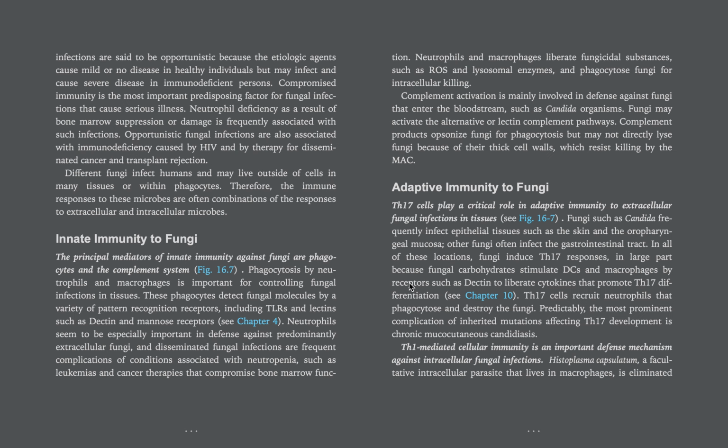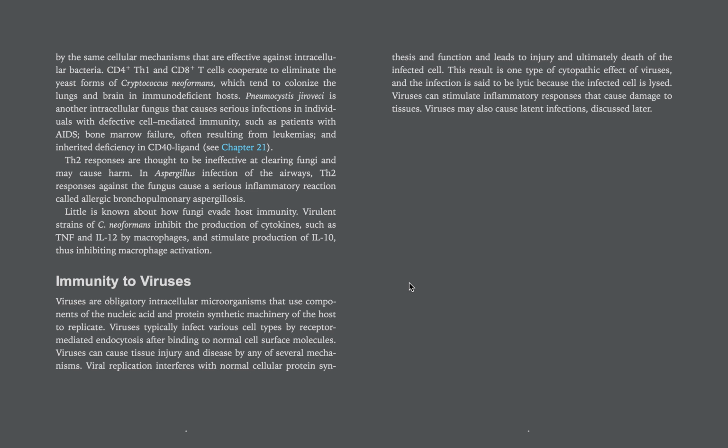The last part we finished up with adaptive immunity to fungi, and now we are continuing with the immunity to virus. So we continue. Viruses are obligatory intracellular microorganisms that use components of the nucleic acid and protein synthetic machinery of the host to replicate. Viruses typically infect various cell types by receptor mediated endocytosis after binding to normal cell surface molecules.